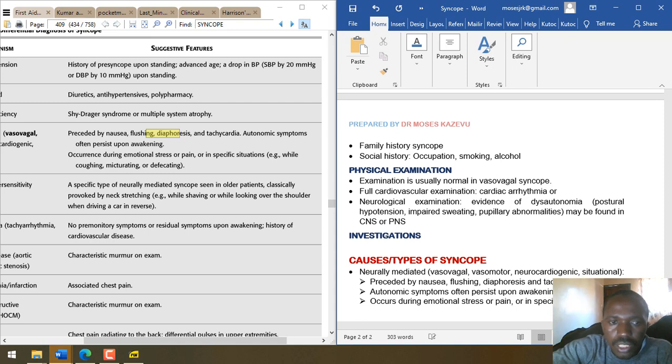Occurs during emotional stress or pain, or in specific situations. For example, while coughing, micturating, or defecating. Imagine you're pooping and you faint.